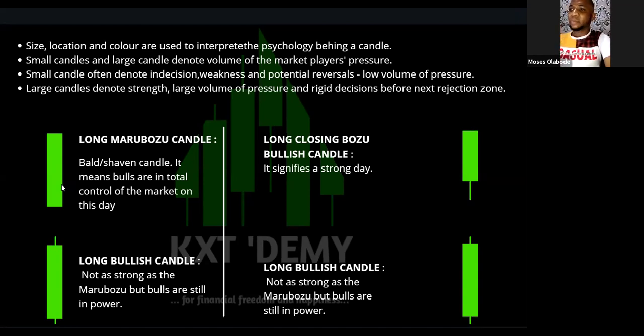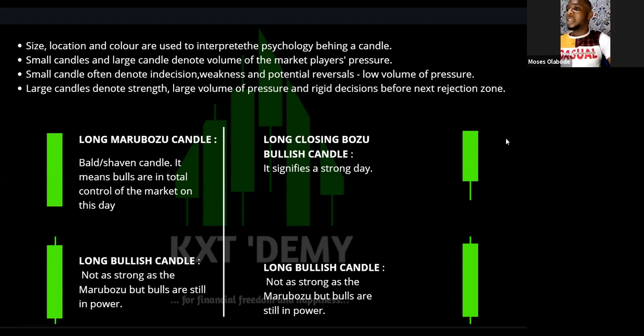Excuse me. So the next one is called the long closing Bozo bullish candle. It also signifies a strong day. You don't need too many stories, these are just straightforward. It signifies a strong day. So whenever you see a candle like this, as far as the wick is not so long that it reaches somewhere around here, it is still a strong day. When the daily candle closes and you see this kind of move, you know that for that day you'll be buying the market, and the market will most likely move in your favor.